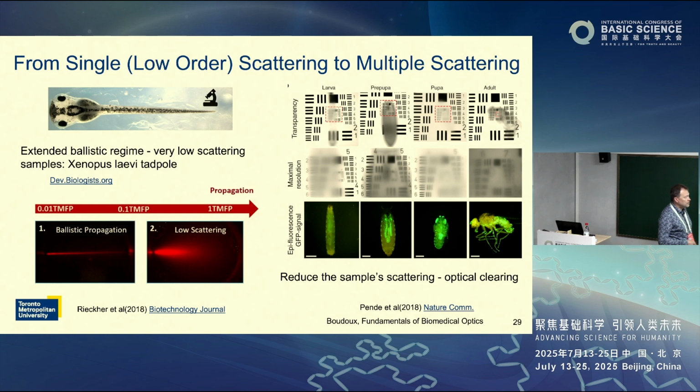So from ballistic propagation, when we can obtain a very good contrast, to and including the low scattering, and this is the transport mean free path, and that's the relationship. Once we go beyond one transport mean free path, the photons become totally diffused.